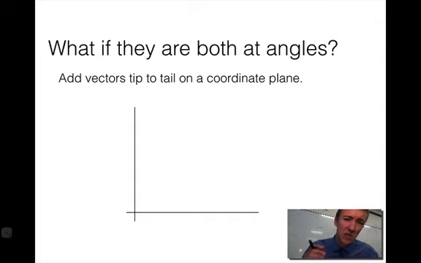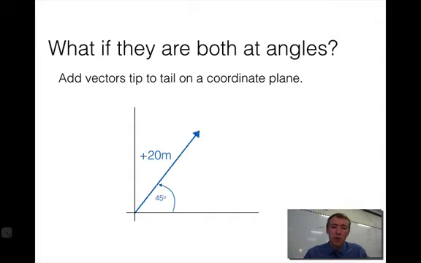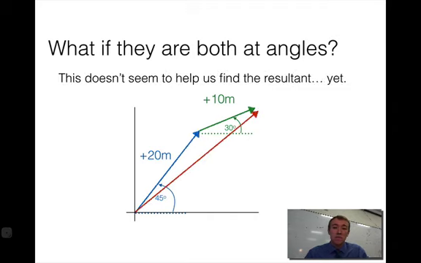We're going to add these vectors tip to tail. So we've got our positive 20 meters at 45 degrees. We'll draw that vector. Then we're going to draw our next vector, positive 10 meters at 30 degrees. Notice how these are drawn tip to tail, always tip to tail. The resultant vector is from where you started and drawn directly to where you ended.